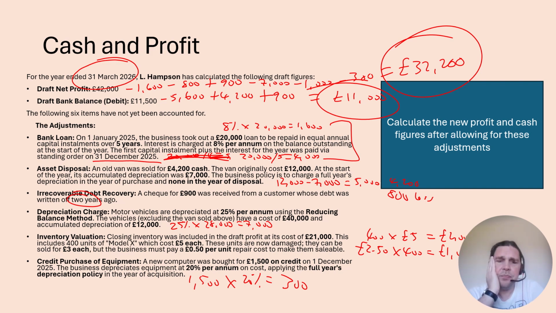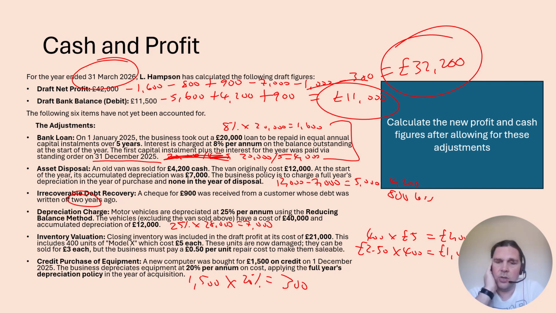Inventory valuation. What we could have is to adjust our inventory valuation because of some issues. So following the prudence concept, if we've got some items whose net realisable value is lower than cost, well, we've got to value them at the net realisable value. So closing inventory was included at a cost of 21k. That included 400 units, which cost £5 each. Those units are now damaged and could be sold for £3 each, but the business must pay 50 pence per unit to make them sellable. So we have to take the 50p off the £3. So the net realisable value is £2.50.